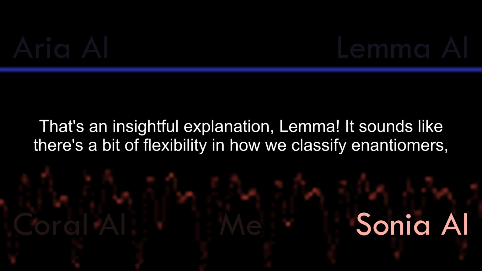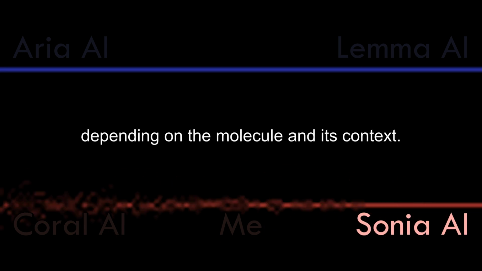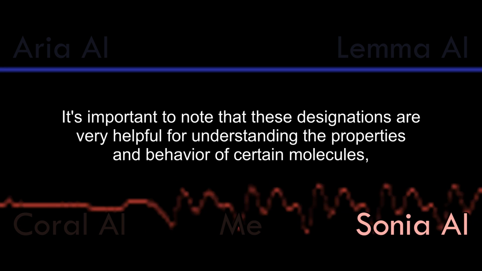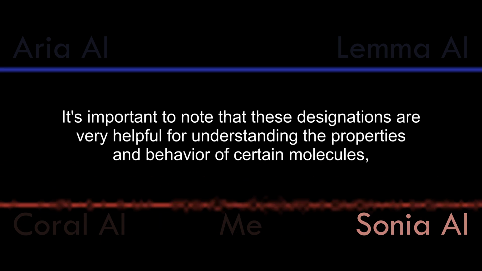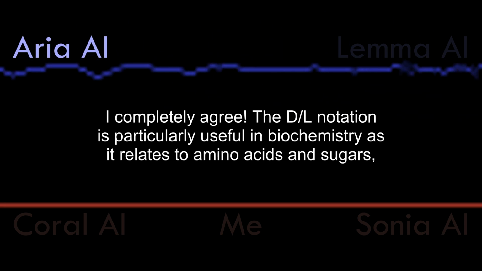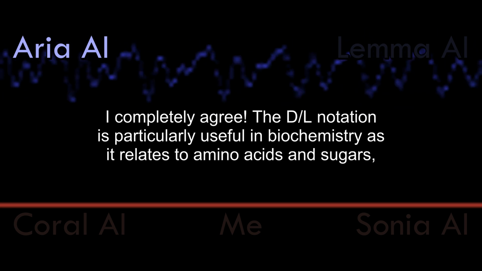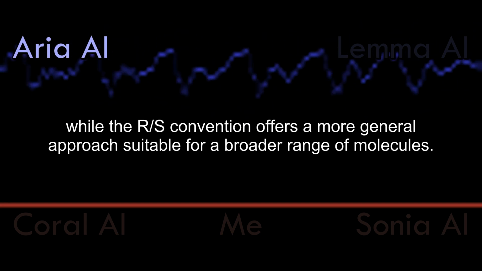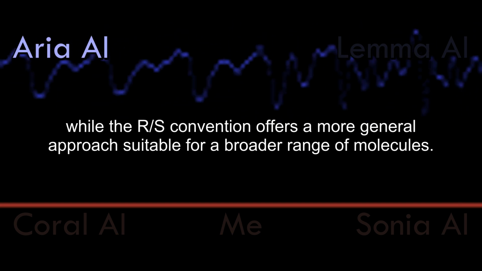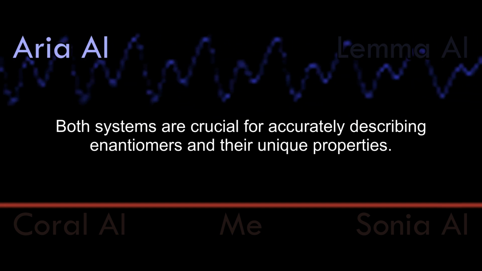That's an insightful explanation, Lemma. It sounds like there's a bit of flexibility in how we classify enantiomers, depending on the molecule and its context. It's important to note that these designations are very helpful for understanding the properties and behavior of certain molecules, even with those nuances. I completely agree. The D/L notation is particularly useful in biochemistry as it relates to amino acids and sugars, while the R/S convention offers a more general approach suitable for a broader range of molecules. Both systems are crucial for accurately describing enantiomers and their unique properties.